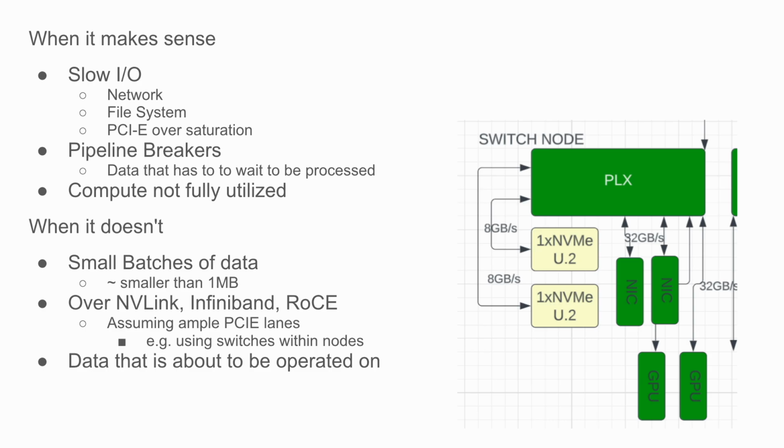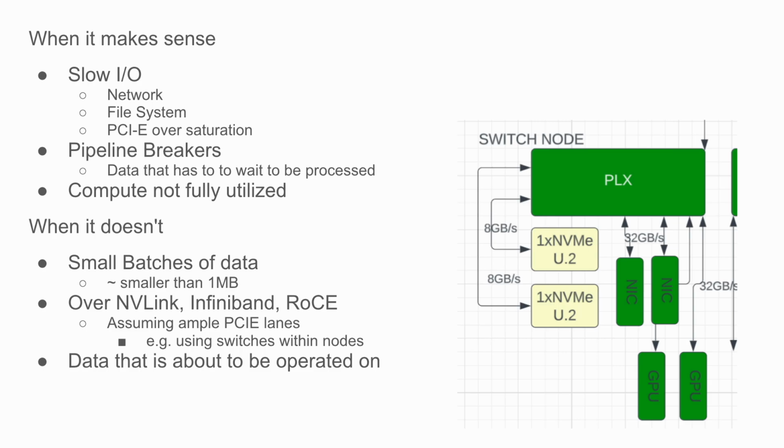Another time where this might make sense is when you have pipeline breakers. Let's say you're doing something like a global order by. At some point, you actually have to make sure that you've ordered all the data and made all your necessary comparisons to make sure that you actually have a globally ordered data set. And compression can help you so that you minimize the amount of space that you're consuming while you're waiting for this condition to be met.